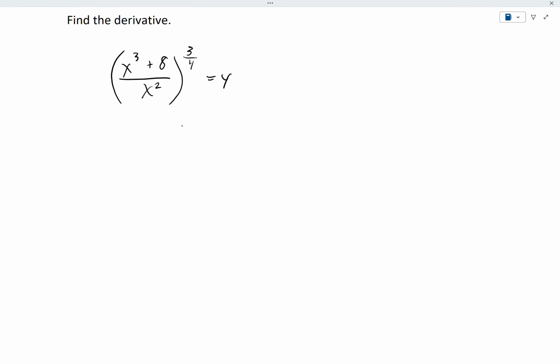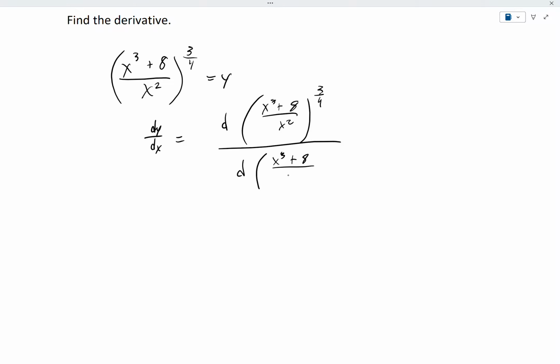So let's say this is y. That means that dy dx is going to be equal to the derivative of the whole thing to the 3/4 with respect to just the inner function, which is x to the third plus 8 all over x squared, times the derivative of the inner function with respect to x. So that's the chain rule right there.